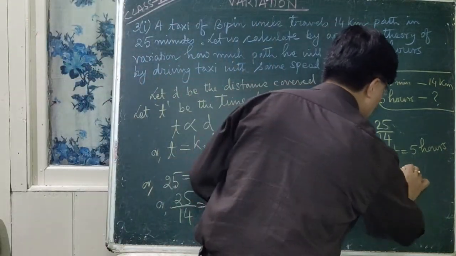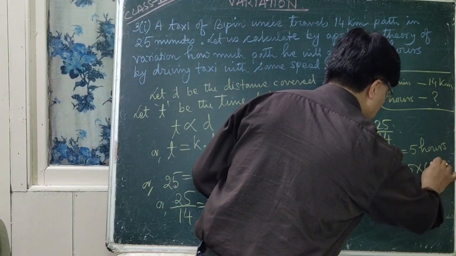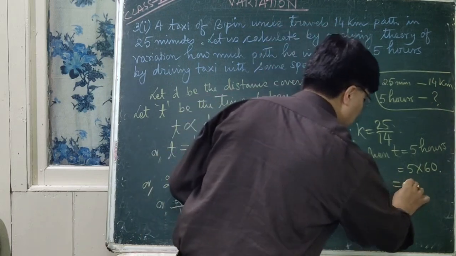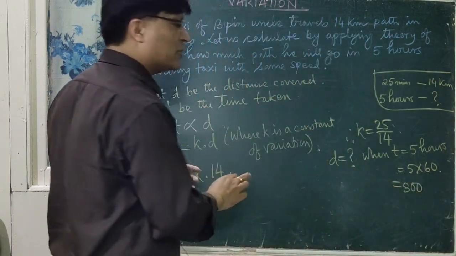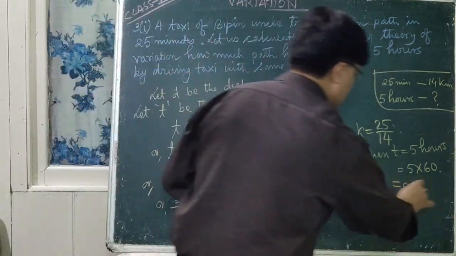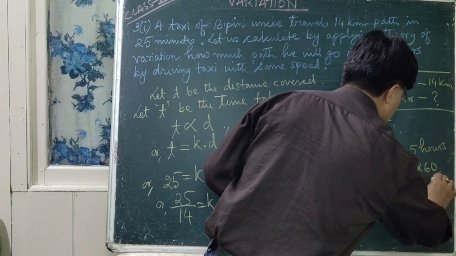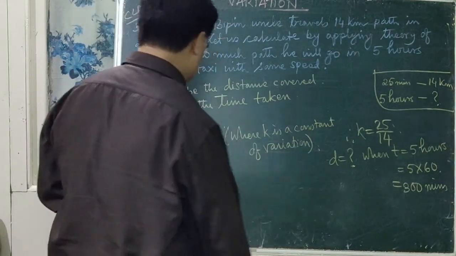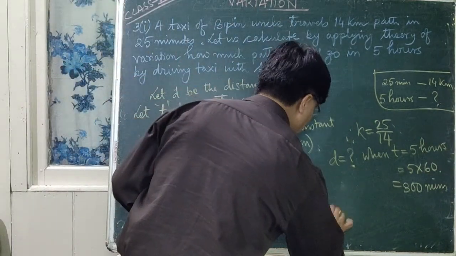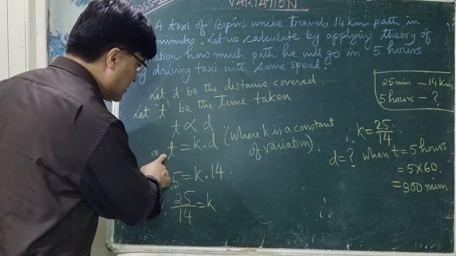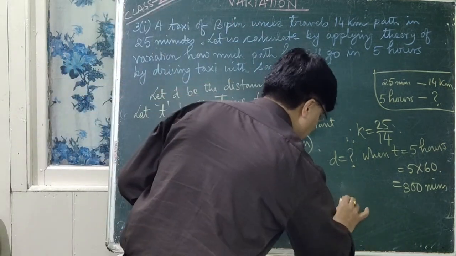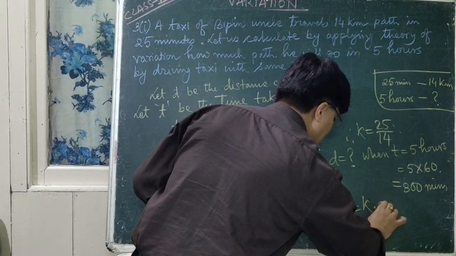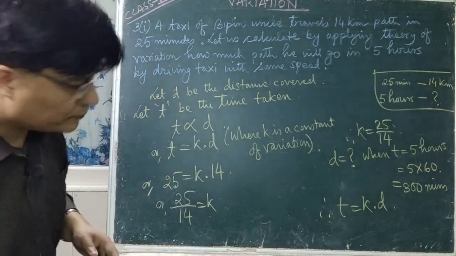60 minutes. So which is equal to 5 into 60. That makes how many minutes? 300. 5 zeros are 0, 5 sixes are 30. So it is 300 minutes, right? So let us write down the relation now. What is the relation here? T is equal to k into d, right?